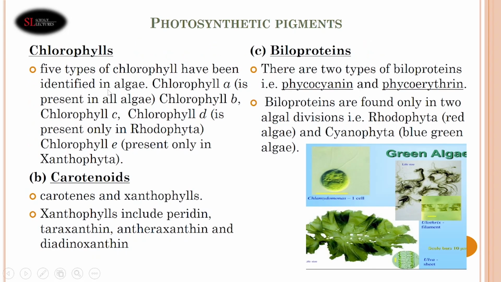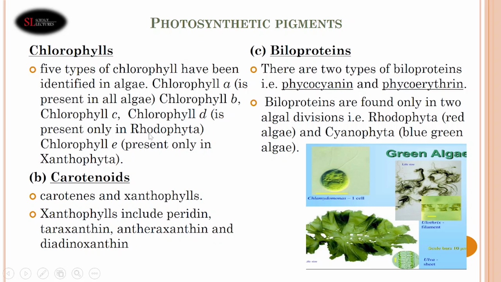So we begin by looking at the photosynthetic pigments. The photosynthetic pigments are of 3 types: chlorophyll, carotenoids, and biliproteins. So 5 types of chlorophyll have been identified in algae. Number 1, chlorophyll A. It has been discovered that all algae have chlorophyll A, so it is universal to all of them. Number 2, chlorophyll B, chlorophyll C.